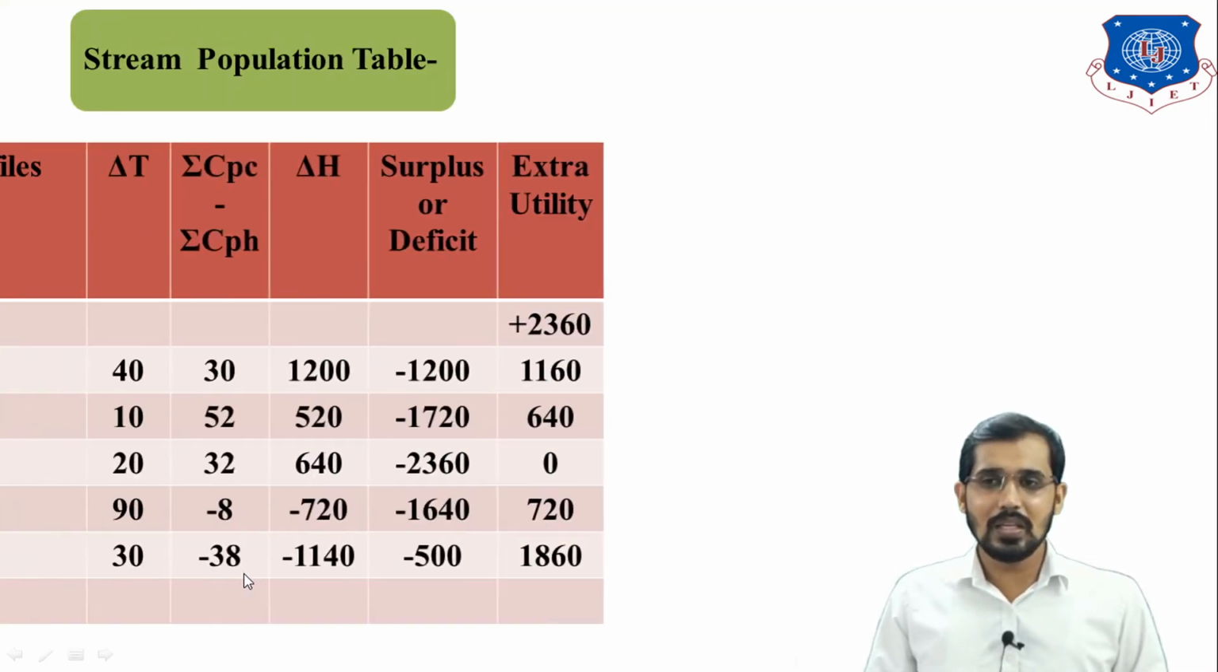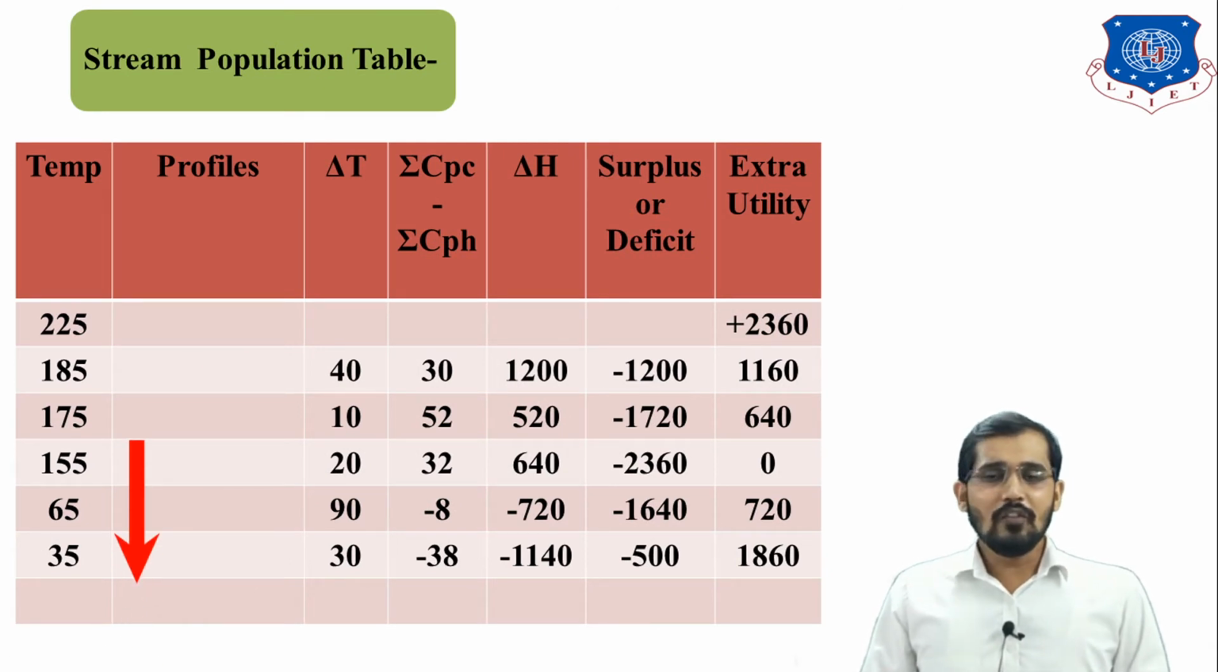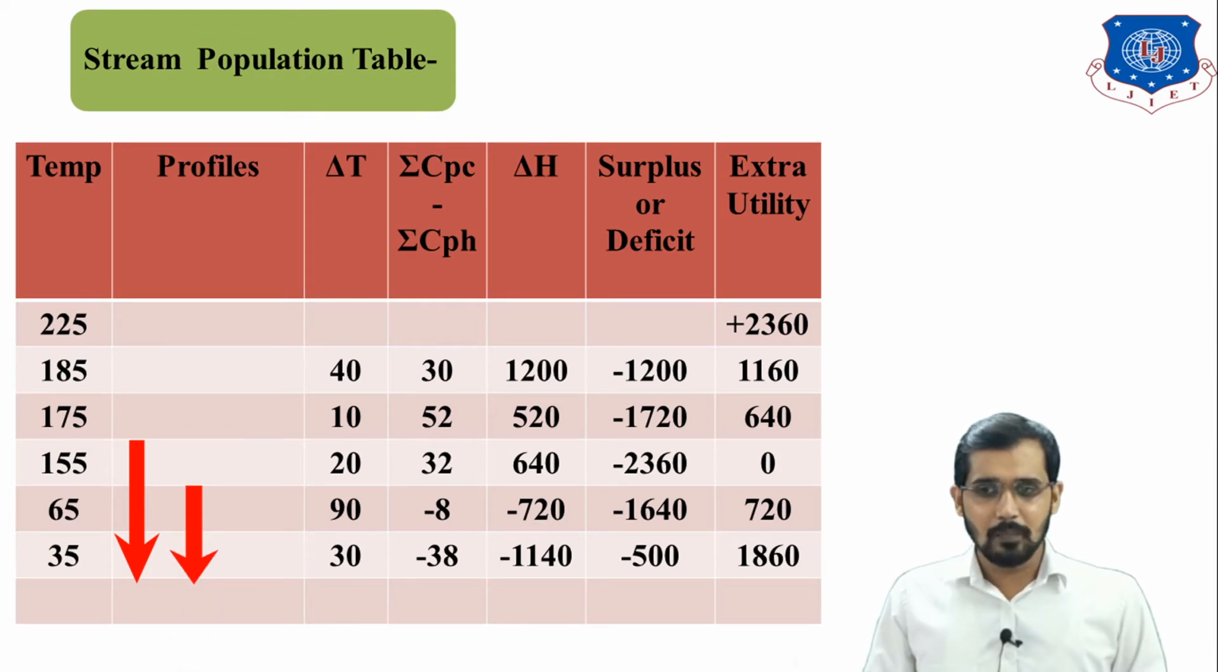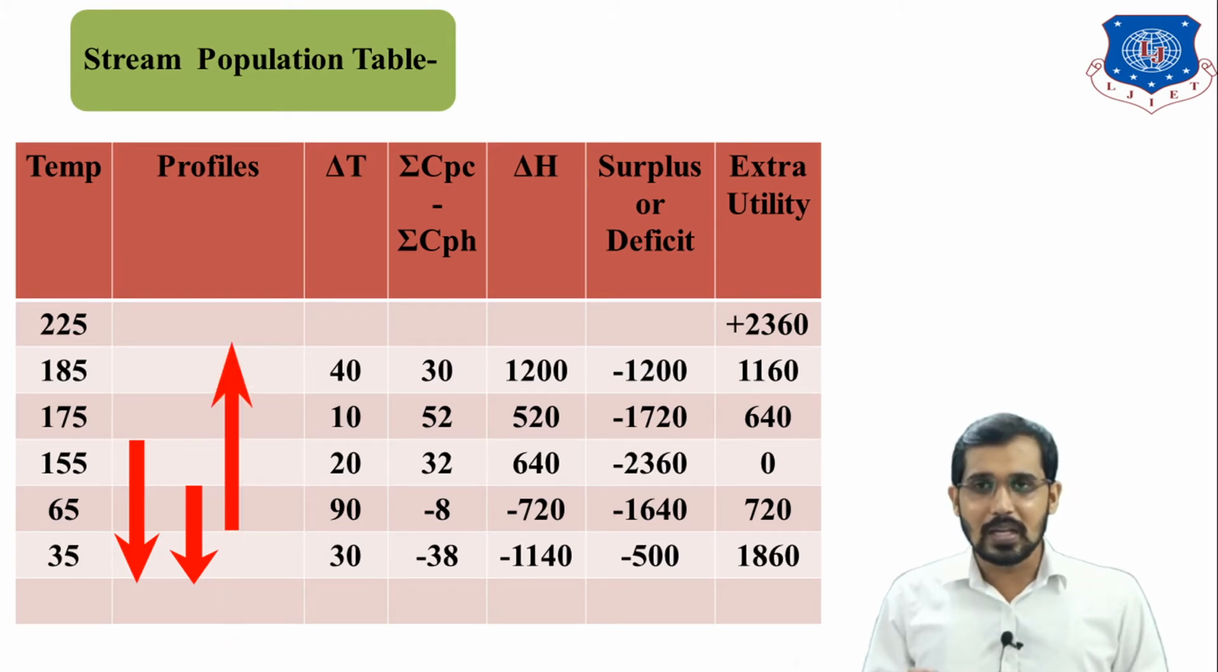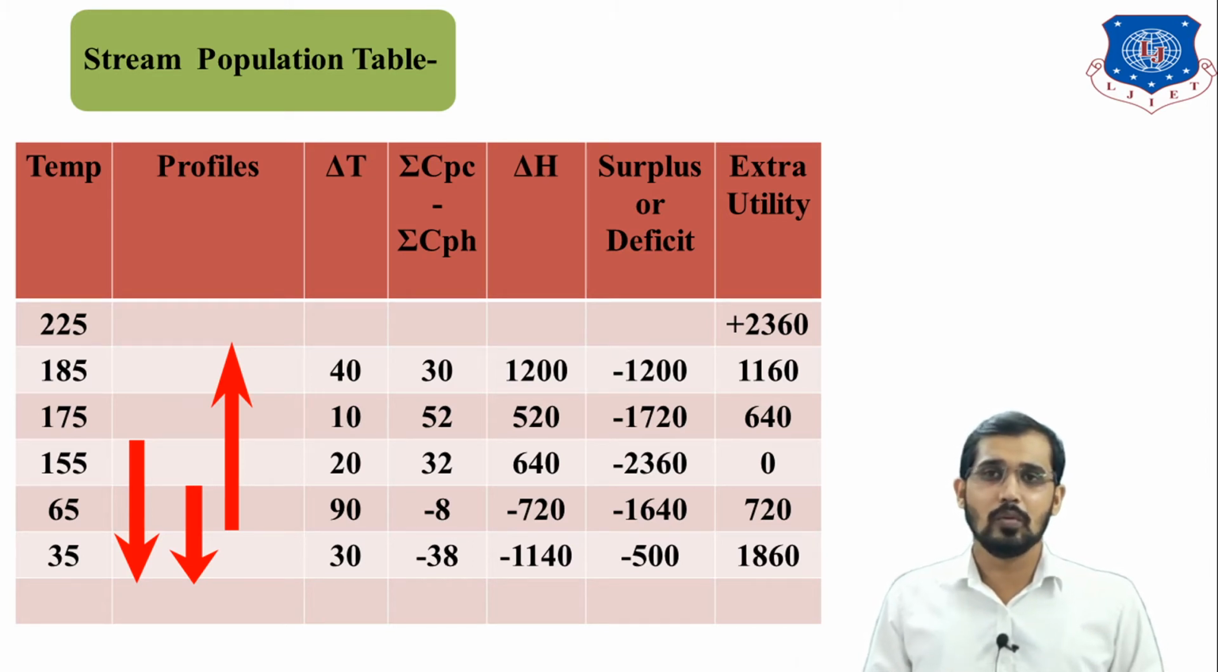You can just see in this figure now. We have drawn the first profile, for the H1 stream, 175 to 35. Now the H2 stream is flowing from 155 to 35. Both these streams are hot streams. Now we are going to draw all these profiles for the cold streams. You can see on the screen, for C1, that is a cold stream, heat is flowing from 65 to 225 degrees Celsius. That's why the arrow is in the upward direction, because heat is flowing from 65 degrees Celsius to 225 degrees Celsius.